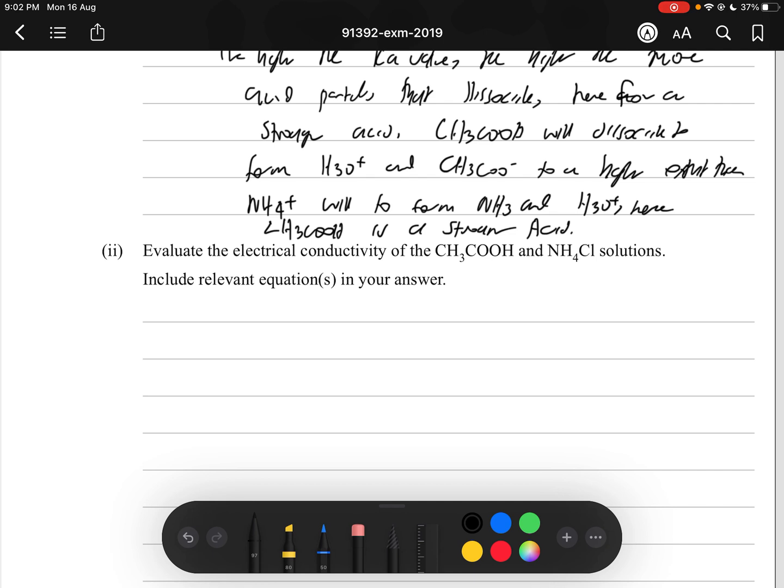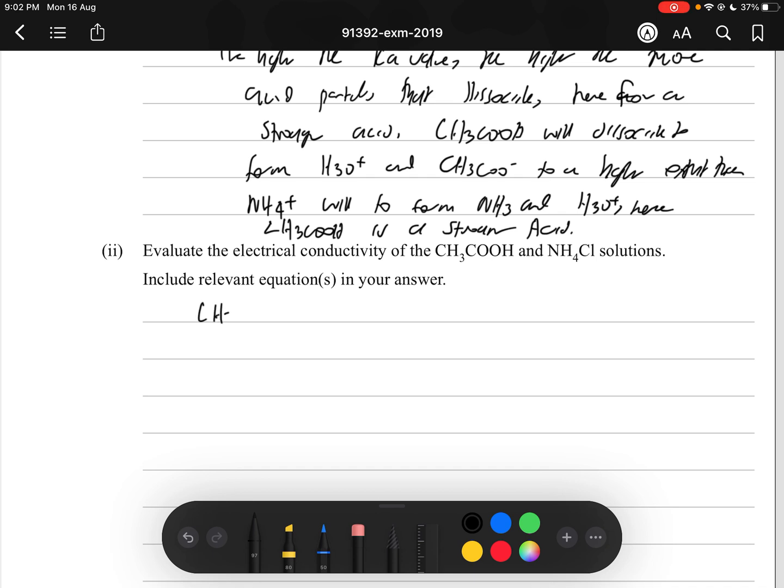CH3COOH, which is ethanoic acid, is a weak acid and therefore will only partially dissociate in water to form CH3COO minus as well as H3O plus ions. So therefore, since the relative concentration of ions is very small for the solution containing ethanoic acid, the solution is going to have not very good electrical conductivity, or we say it's a poor electrical conductivity.